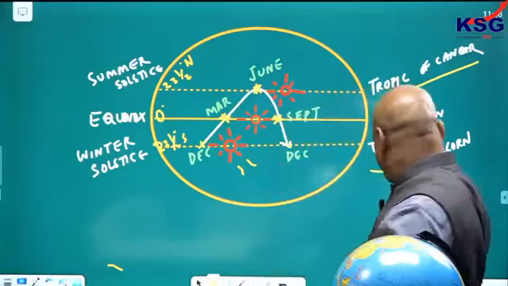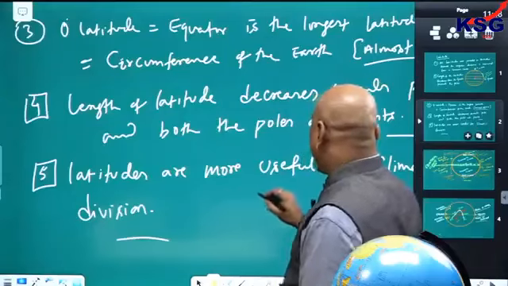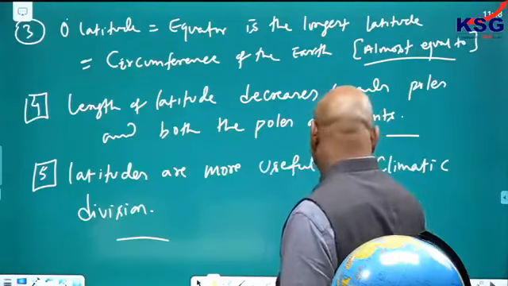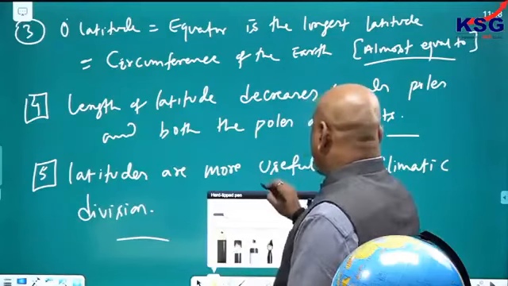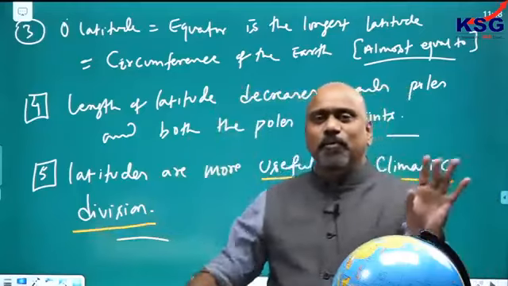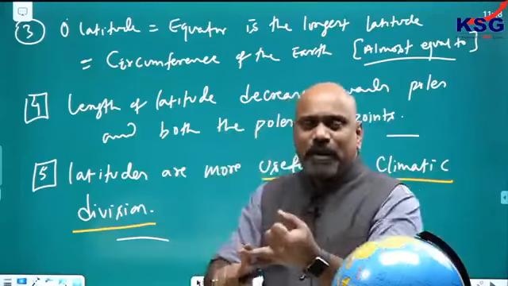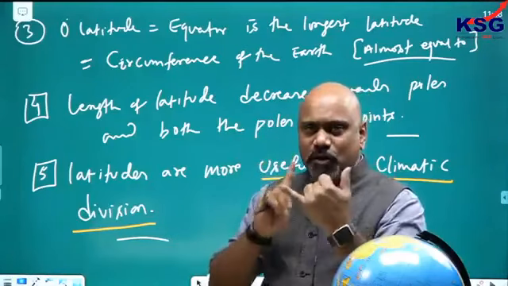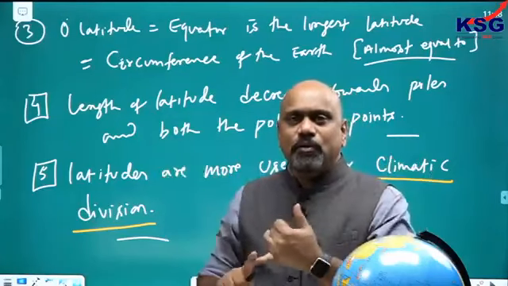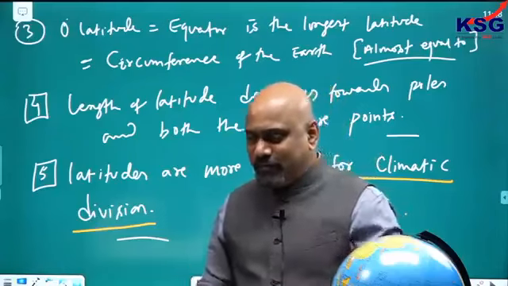So what are we discussing here? I said latitudes are more useful for climatic classification. Is it clear to all of you? Four types of climate I said: equatorial, tropical, temperate, polar. Equatorial, tropical, temperate and polar climate. Fine.